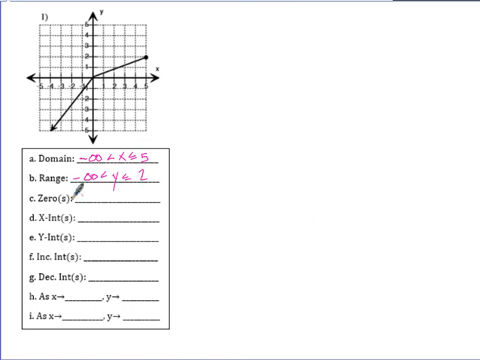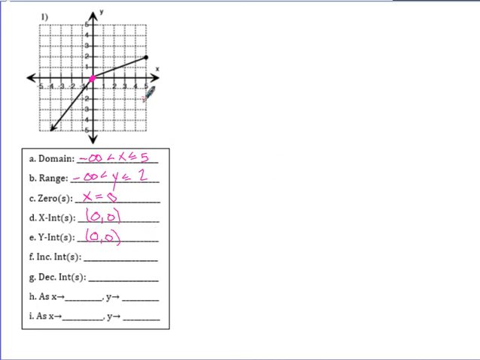All right, zeros, those are always going to be written as x equals. So where does this graph cross the x-axis? It's right here at 0. So my zero is x equals 0. Okay, x-intercept is the same as zeros, but we're going to write it as an ordered pair. So that point is (0, 0). That's my x-intercept. My y-intercept is where it crosses the y-axis, which also happens to be (0, 0). Those are not always the same, but they can be.